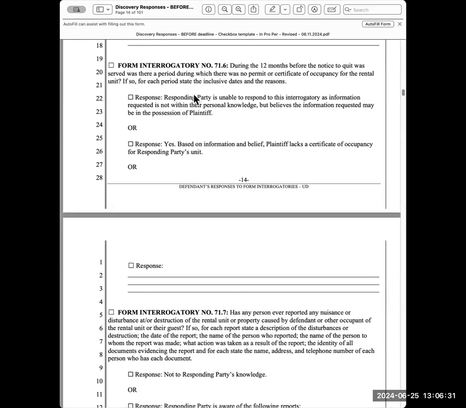And if you don't know, but you think the landlord knows the answer, you check here. If you do know the information, the question is specifically asking if there was no permit. So if you know, yes, there was no permit, you check here. If there's some other response that's appropriate, you check here and fill out the response.